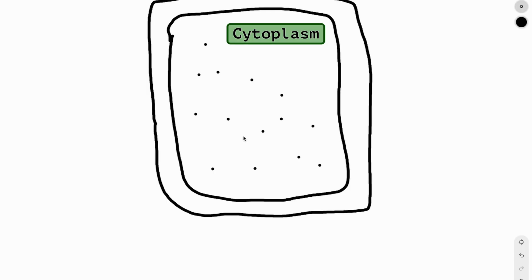Next is the cytoplasm. It is the material that makes up the empty space of the cell. The cytoplasm is composed of water and dissolved nutrients, which is important because it allows many chemical reactions to occur in the cytoplasm.